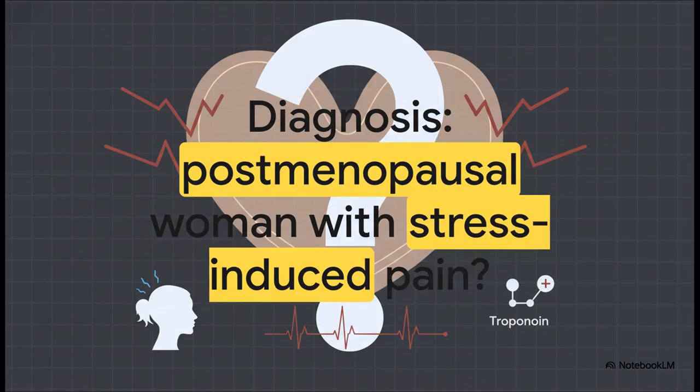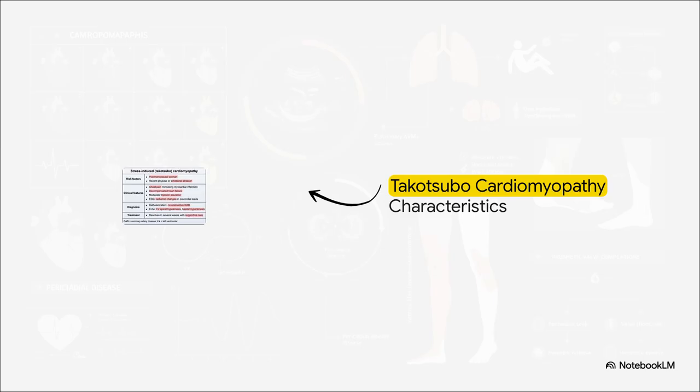So, what's the diagnosis here? Picture a postmenopausal woman presenting right after severe emotional or physical stress. She's got chest pain that completely mimics a myocardial infarction, her troponins are moderately bumped up, and she's in decompensated heart failure. Got your answer locked in? If you guessed Takotsubo, you nailed it.